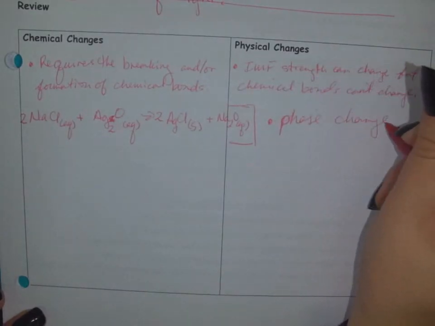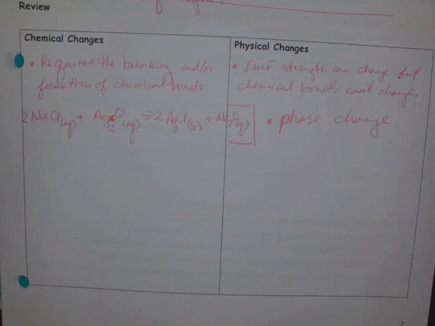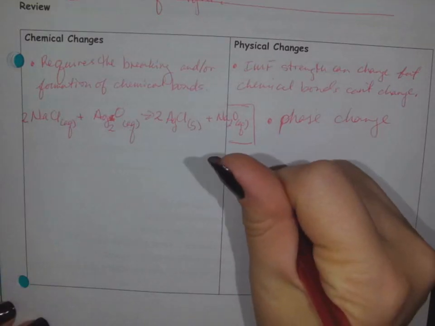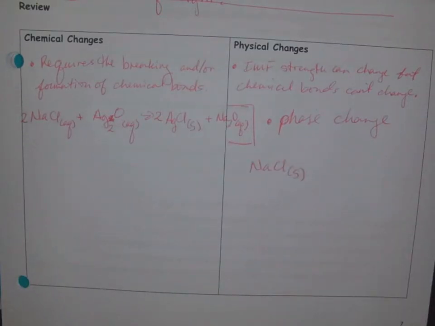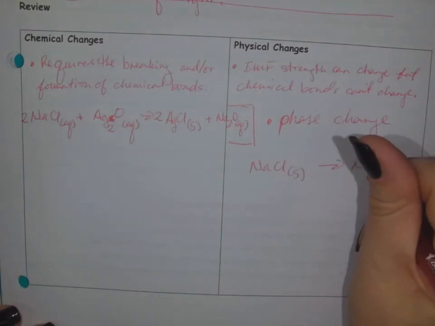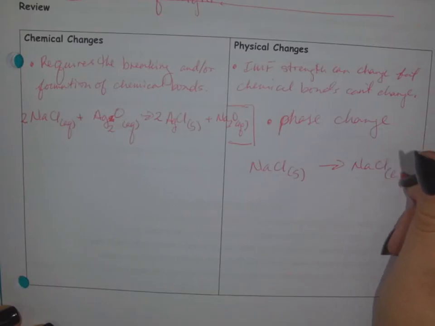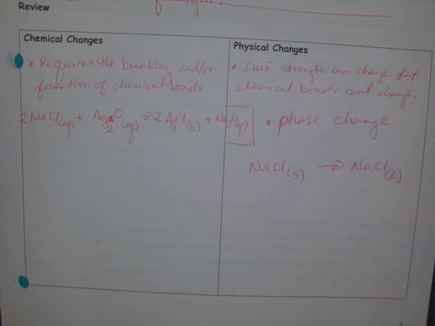Phase change, that's really common when we see a physical reaction. So, for example, what if we took table salt again, NaCl solid, and we heat this up enough that it becomes a liquid? Okay, that alone is not a chemical change. Truthfully, it's not the best example, but let's think of another one that I know would work well.